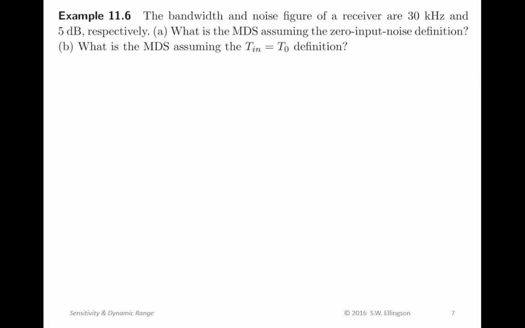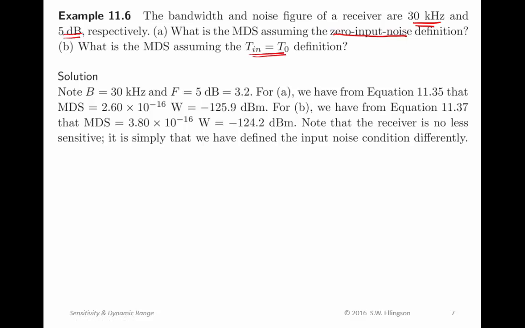So let me show you a calculation which demonstrates the difference here. The bandwidth and noise figure of a receiver are 30 kilohertz, so that's going to be B, and 5 dB, that's going to be F, respectively. So the first question here is, what is the MDS assuming the zero input noise definition, the first one we came up with? And then what is the MDS assuming the T_n equals T0 definition? So here's the solution. Again, B equals 30 kilohertz, F equals 5 dB, and we have from the zero input noise definition that the MDS is minus 125.9 dBm. If we use instead the T_n equals T0 definition, then we have minus 124.2 dBm.